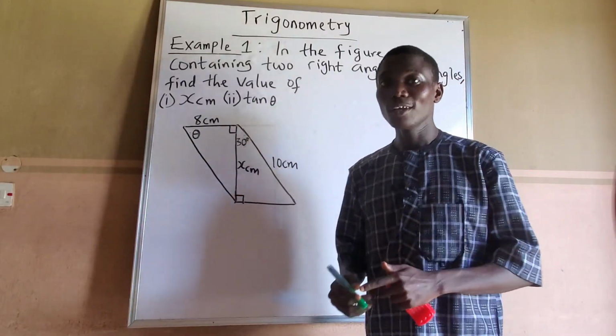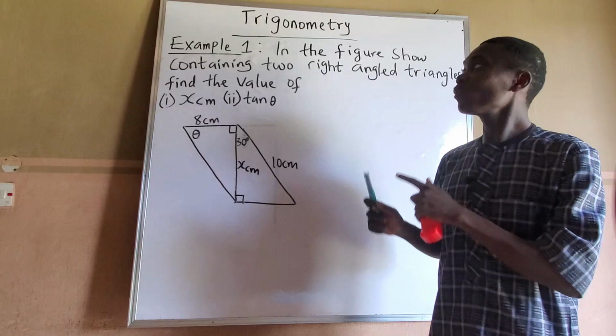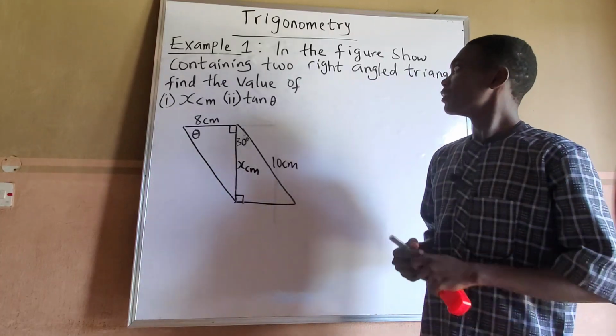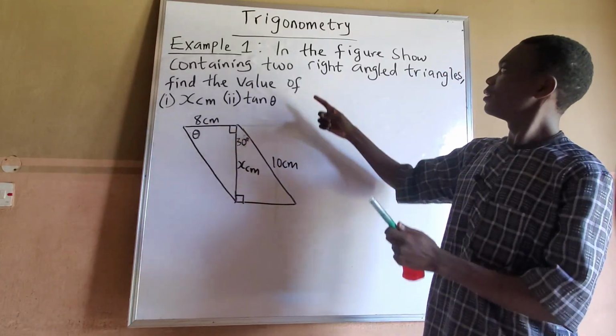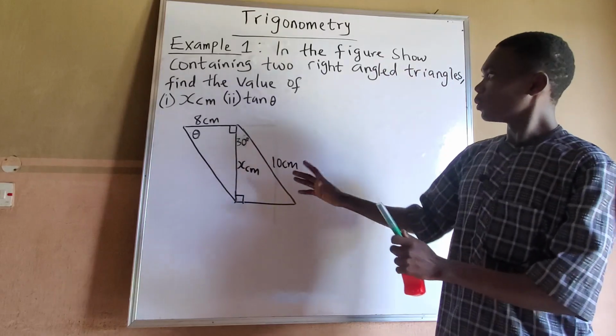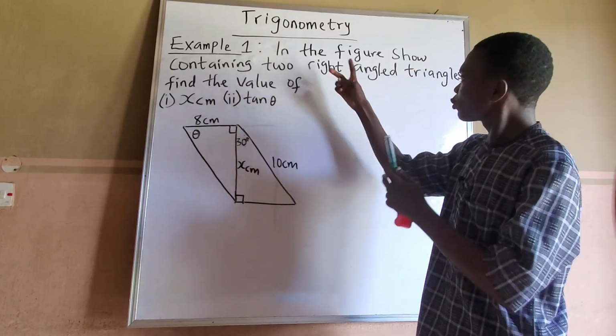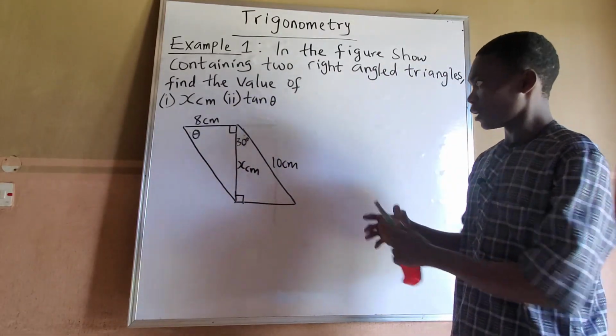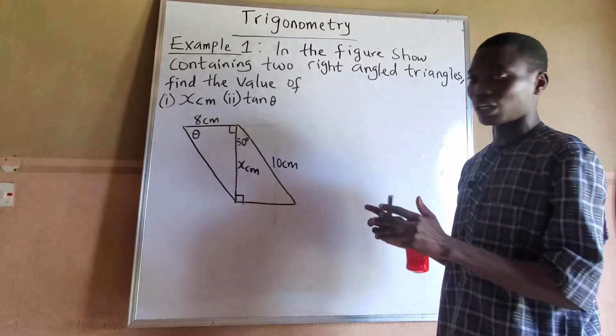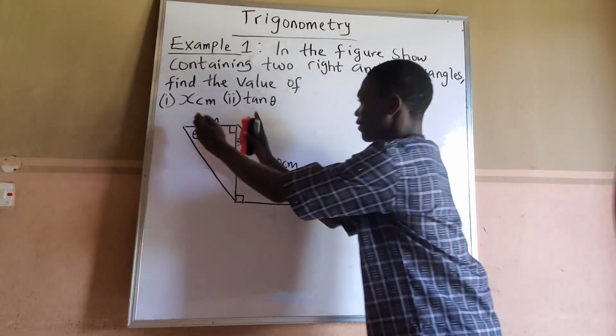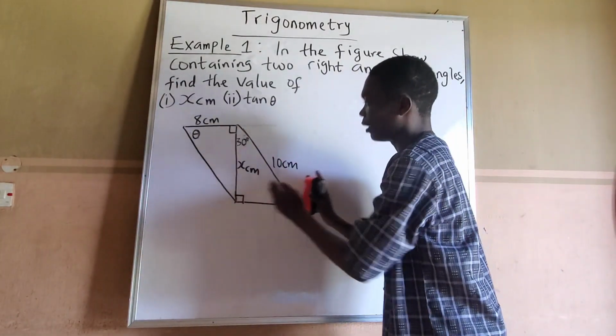In this class, we'll be solving this problem under trigonometry. Okay? Now, the question says, in the figure below, this diagram containing two right-angled triangles, you can see that these are two right-angled triangles joined together. This is the first one here. This is the second one here.